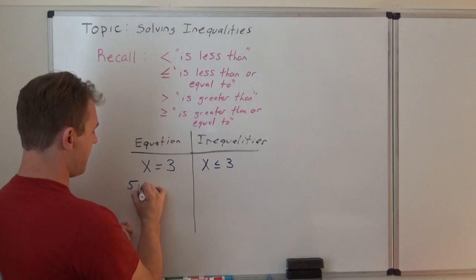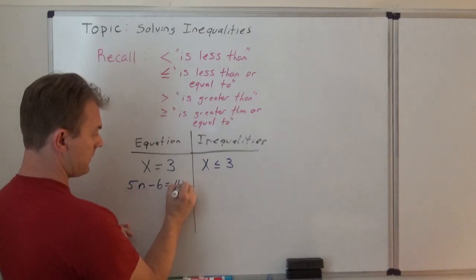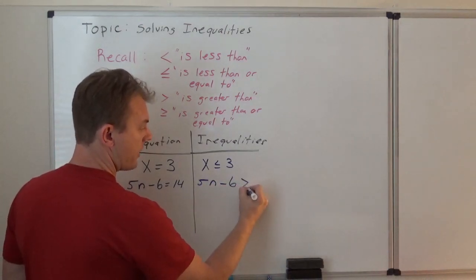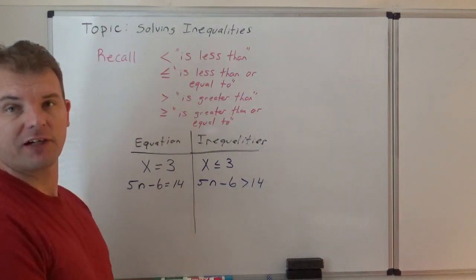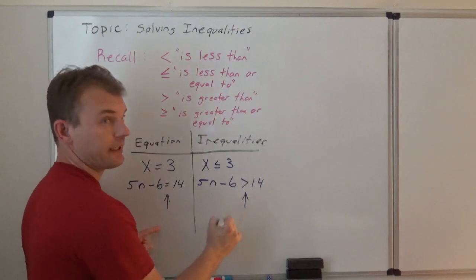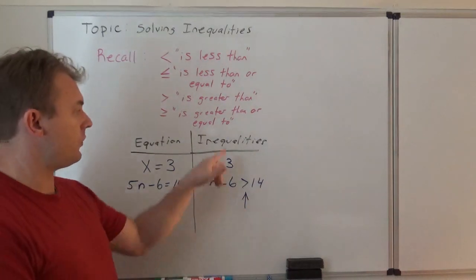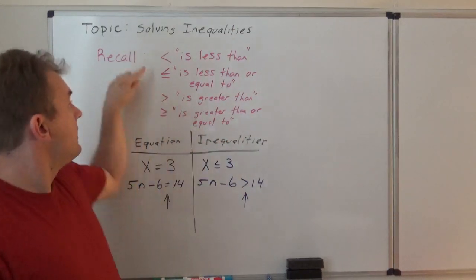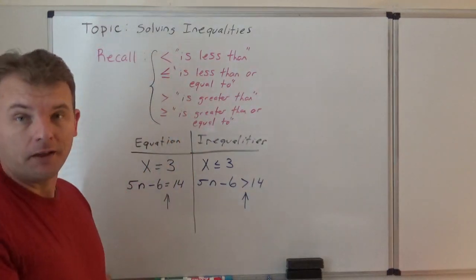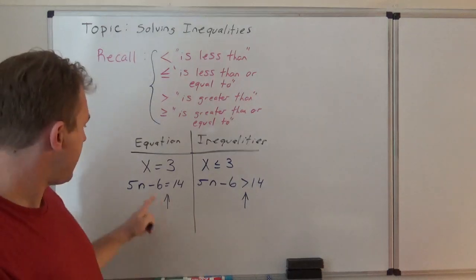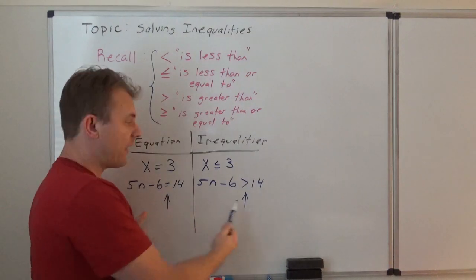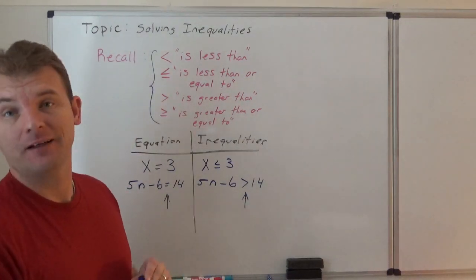And let's say we have 5n minus 6 equals 14. And we have 5n minus 6 is greater than 14. Do you see the difference? That one's using the equal sign and this one's using the inequality. So when we're doing inequalities, we have to have those basic signs to make this an inequality. But we're going to do the same thing as we did solving our equations. We're just going to make sure that we're doing it with an inequality instead.